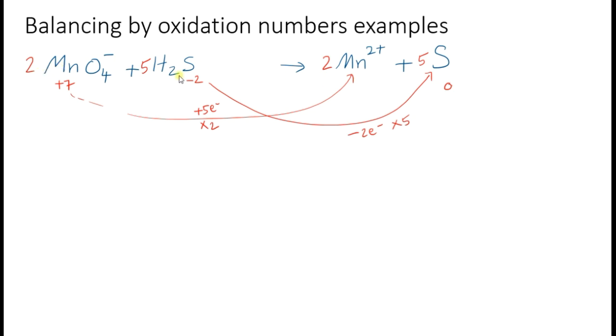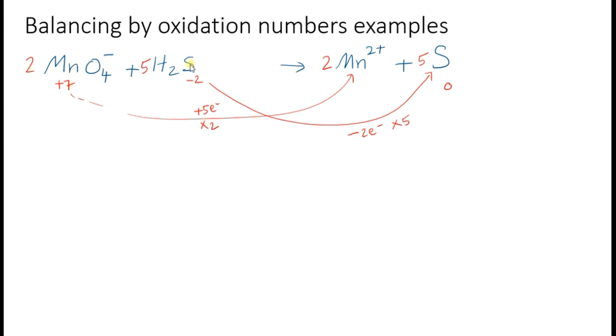You also notice that there are oxygen atoms on the left and no oxygen atoms on the right hand side. As is the case with redox reactions, you have to add water molecules and H plus as required. You can see there are 4 oxygen atoms here and nothing here. So you may need to add H plus or H2O, let's see. To decide how much and where to add, you look at the overall charge of the species, not these oxidation numbers, just the overall charge.